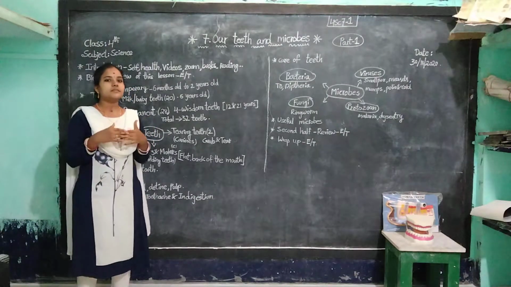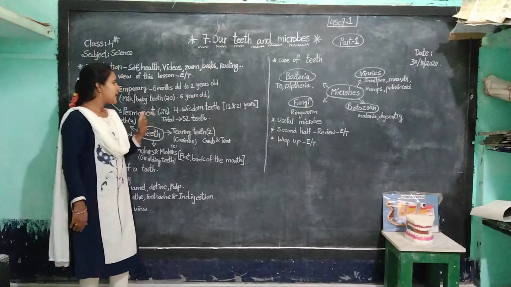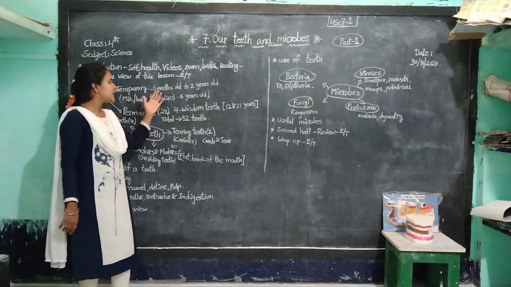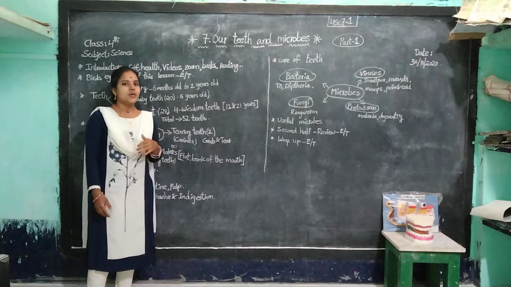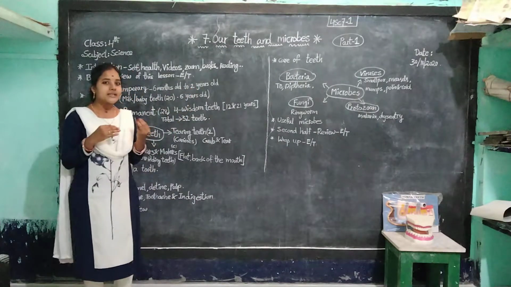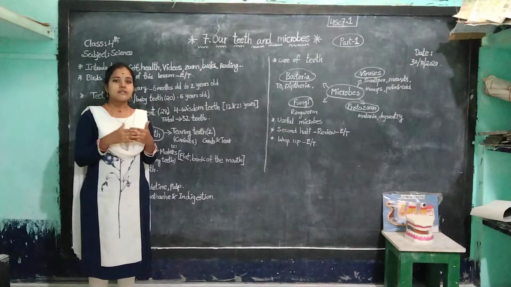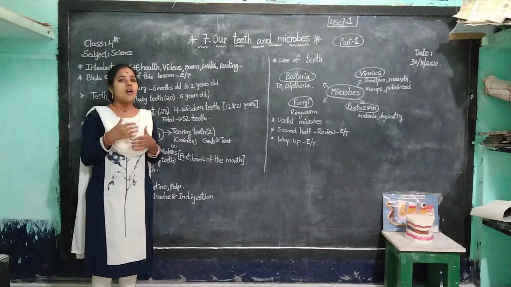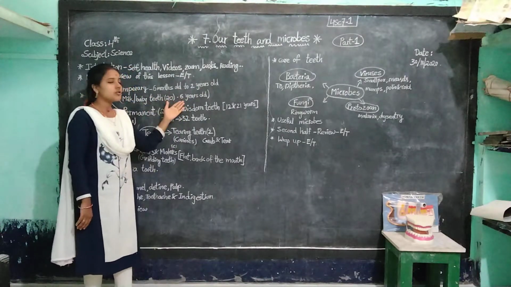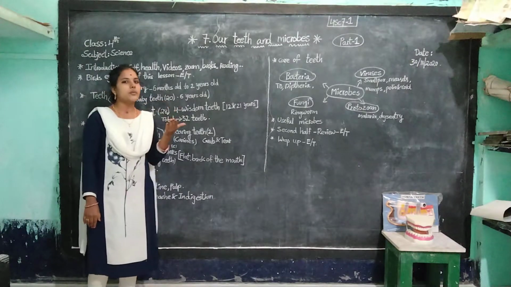First of all, the baby gets teeth from the age of 6 months to 2 years old. Okay, a baby gets teeth at 6 months, and they keep coming until 2 years. After that, after 6 years, the milk teeth fall out one by one.